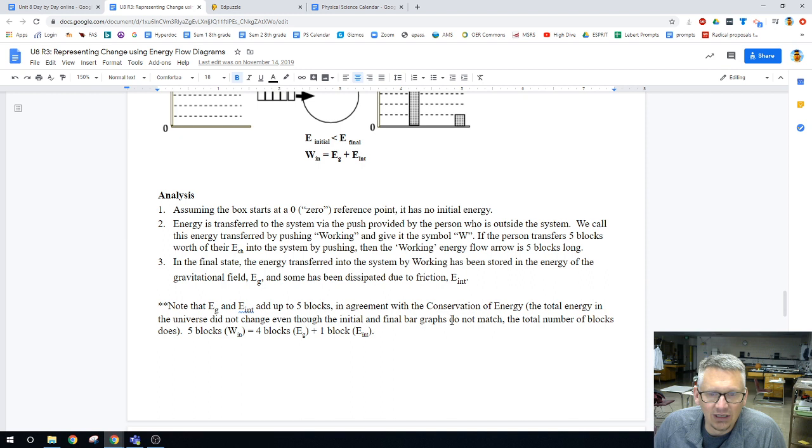In agreement with the conservation of energy, the total energy in the universe did not change, even though the initial and final bar graphs do not match. The total number of blocks does. 5 blocks of work going in is equal to 4 blocks of energy gravity plus 1 block of energy internal.